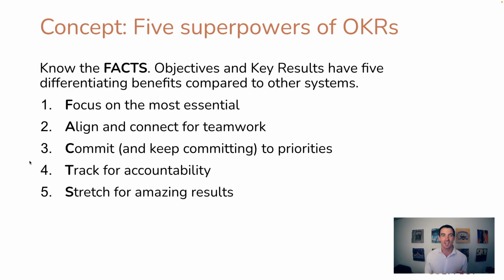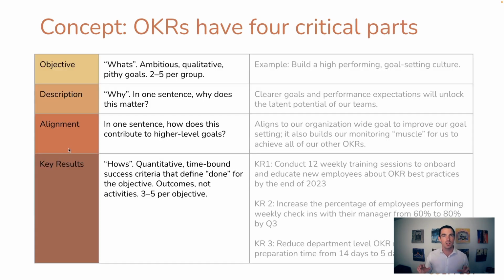And then the fifth is stretch. They help you stretch to get amazing results. Objectives and key results are a framework for really setting stretch goals that you might not exactly know how to achieve, and breaking that down into meaningful chunks. So here are the critical parts of an OKR.